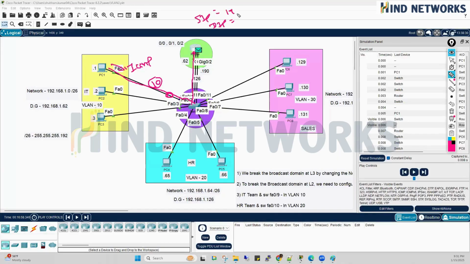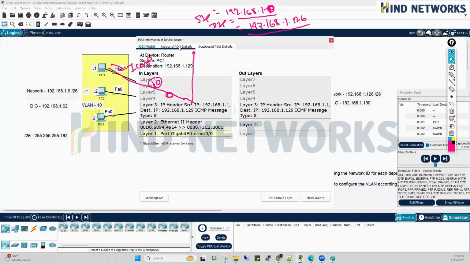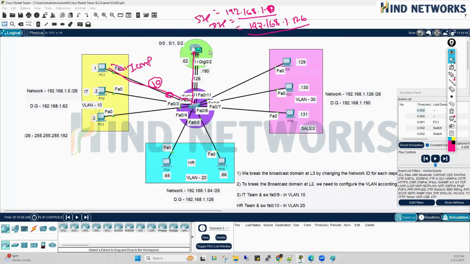The router will check the source IP and destination IP. The source IP will be, guys, 192.168.1.0 or 1.1. It means that belongs to which network? 1.0 network, right? The destination IP will be 192.168.1.128. That is the destination. Agree everyone? Yes or no? Tell me. Right? When you open this packet, in the destination you see 1.129. It means it belongs to which network? This network. Right? Now, what will this router do?